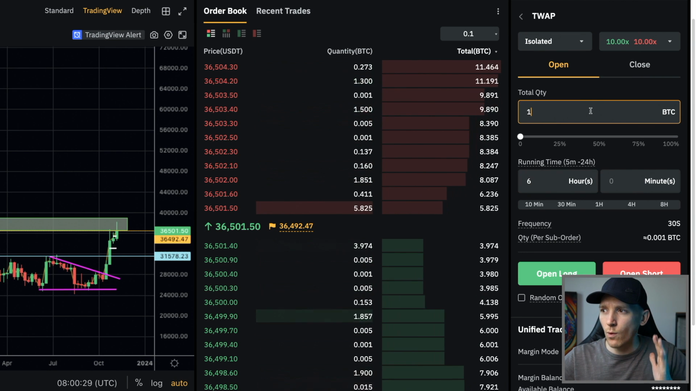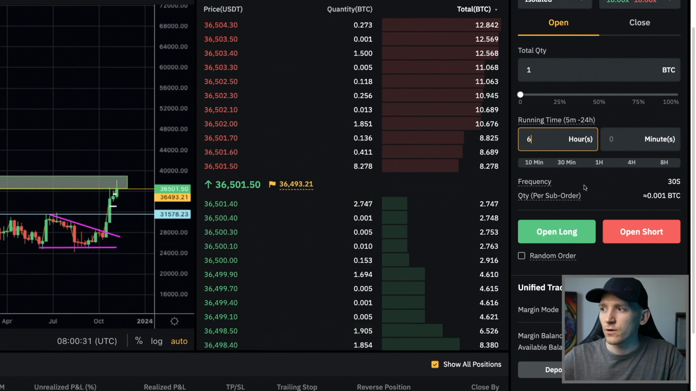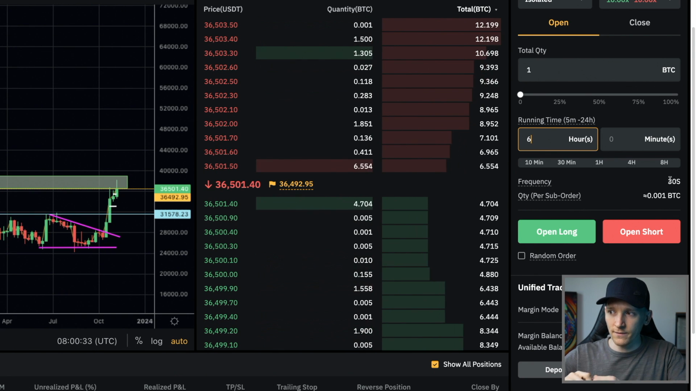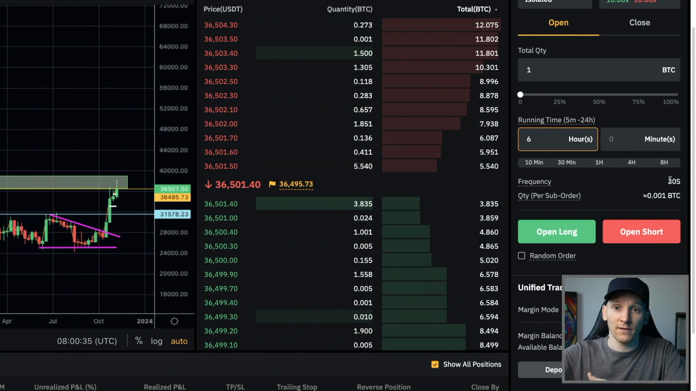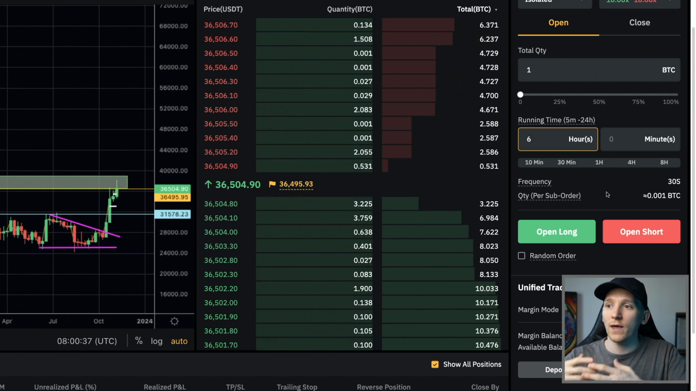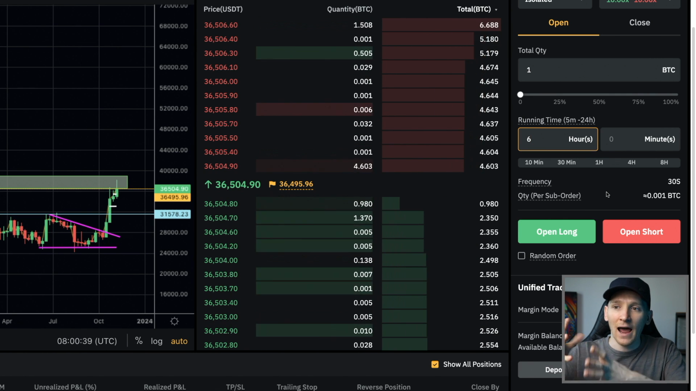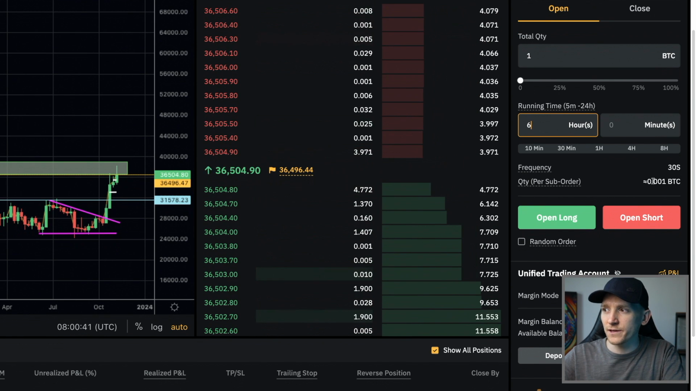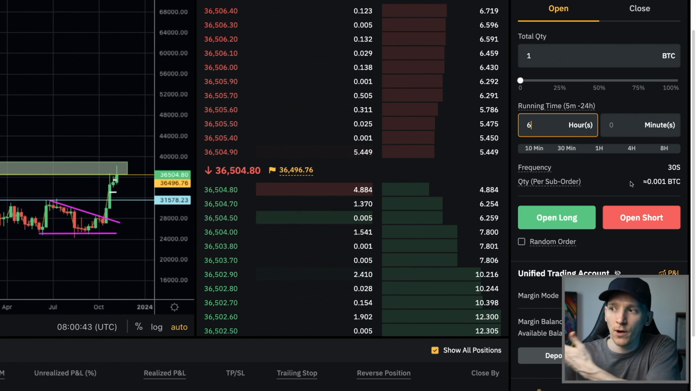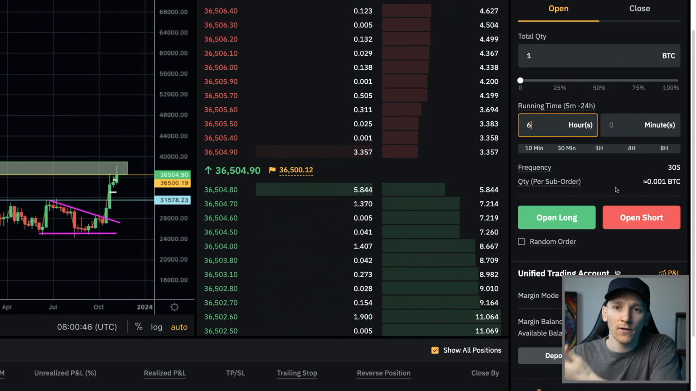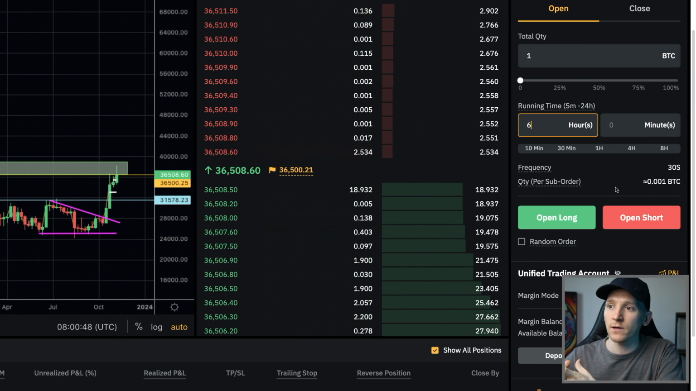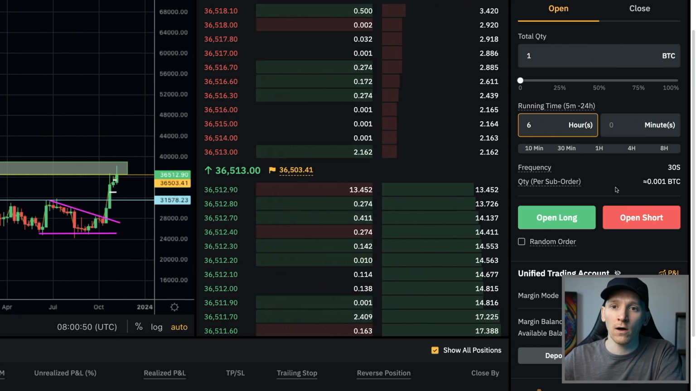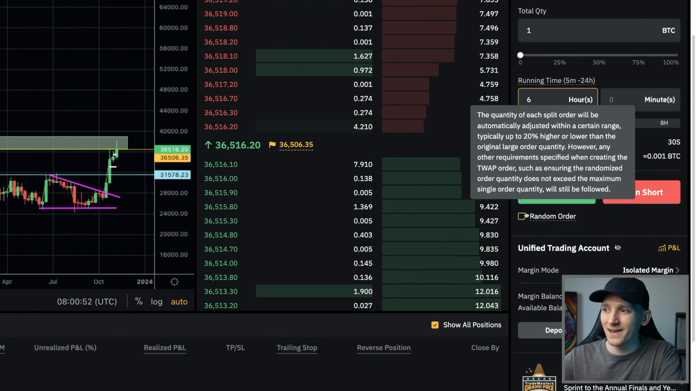So I'm going to trade 1 Bitcoin over 6 hours. You can see the frequency is every 30 seconds. So it's going to keep putting orders in every 30 seconds, hoping to get filled at an average price over that time. You can see it's trading 0.001 BTC per sub order every 30 seconds. So I'm going to get an average price for my entry that is what was traded over that time by the market.